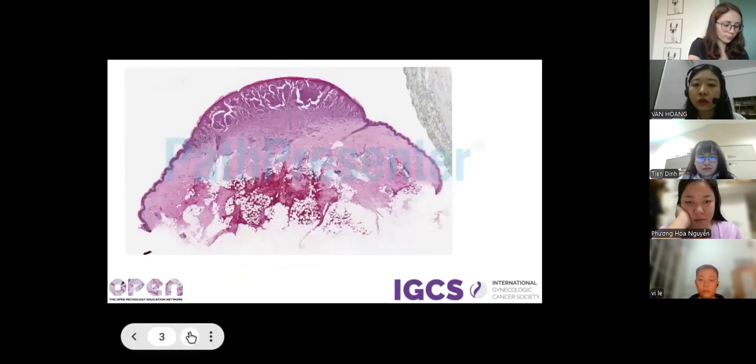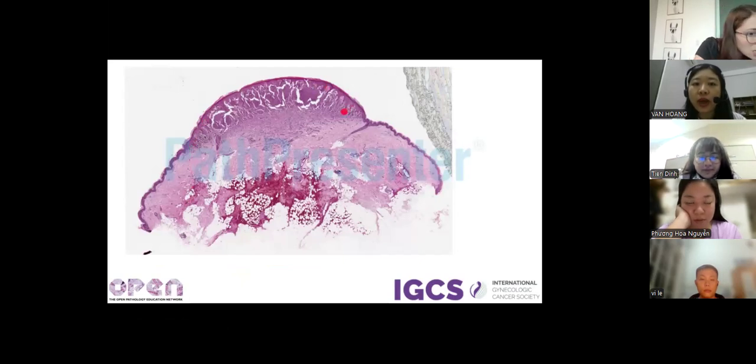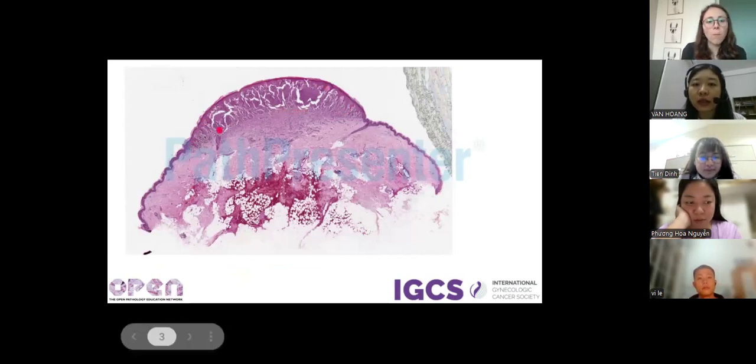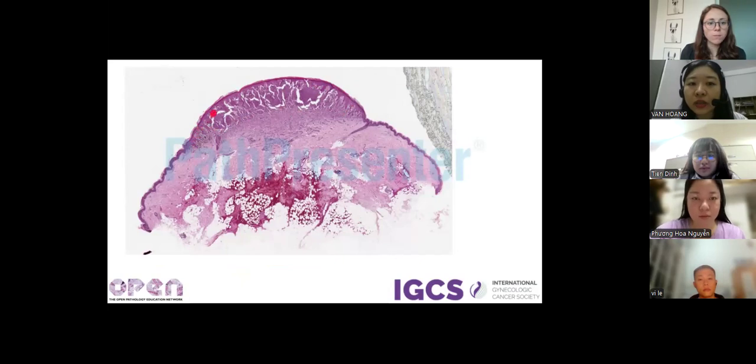Under the microscope, we see a well circumscribed, symmetrical, dome-shaped lesion involving the epidermis and the dermis. The epidermis is slightly acanthotic. We see here it is acanthotic. And the lesion is composed of nests. They have many nests and fascicles of cells extending downward into the dermis.